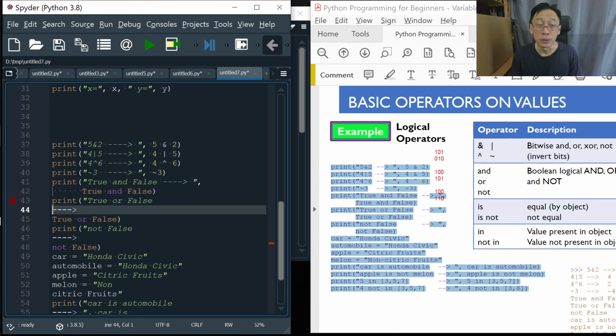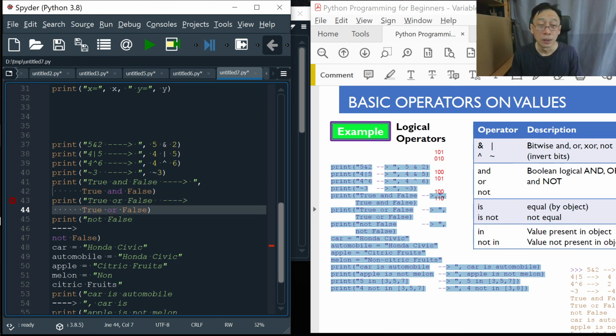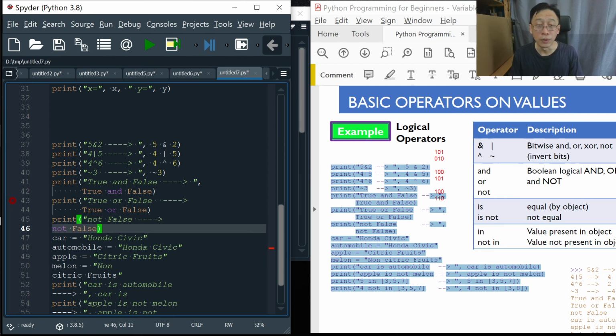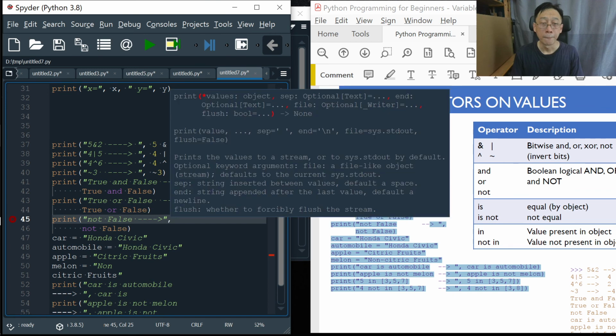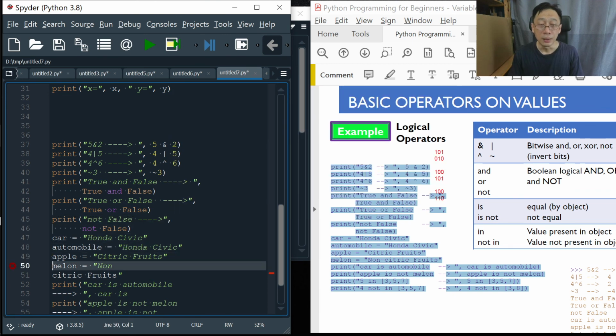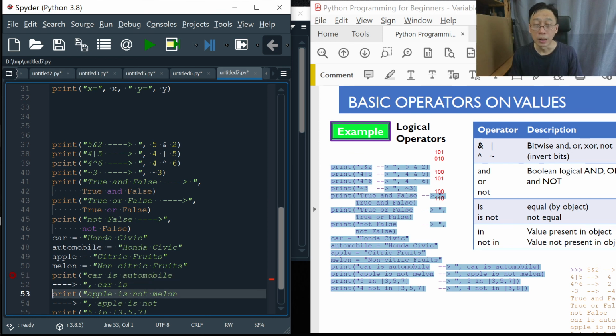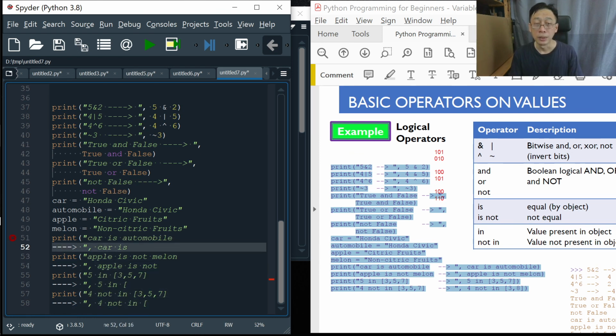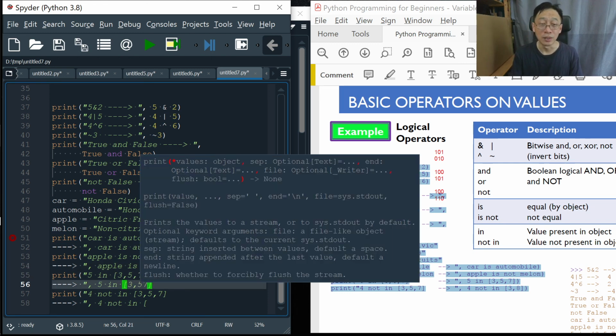True and false gives us this. Okay, not of false, not false. Car, automobile. All right, we need to close the string here. Melon is non-citric fruits. Car is automobile. Apple is not melon. 5 in this, 5 in 3, 5, 7.